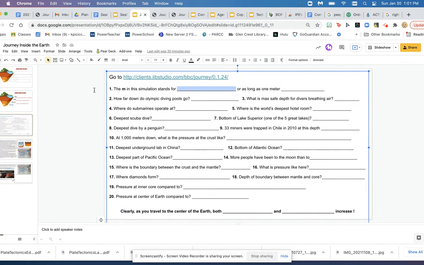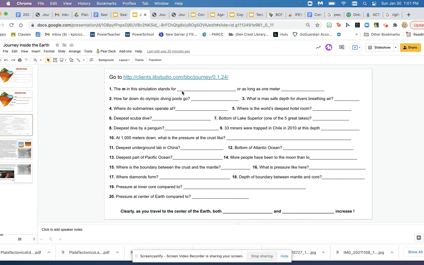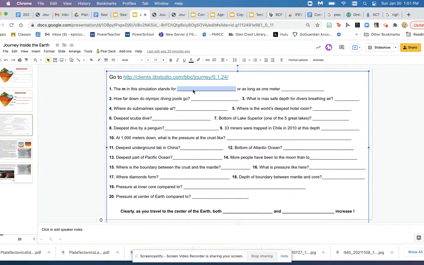For example, it says, the M in the simulation stands for... So what I would do is put my cursor right where the line is and double click, and it stands for meters. So I'm going to write in meters, or as long as 1 meter stick. Okay, then I'm going to go on to the next one.